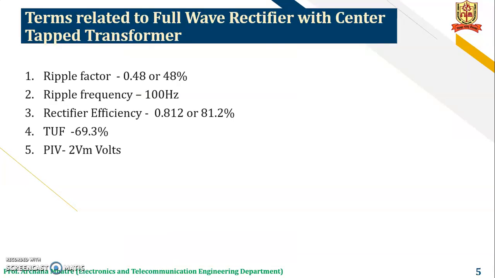Now the terms related to the full wave rectifier with center tap transformer. First, the ripple factor of this type of rectifier is 0.48 or 48%. Ripple frequency is 100 Hz. Rectifier efficiency is 0.812 or 81.2%. TUF is 69.3%. PIV is 2 Vm.